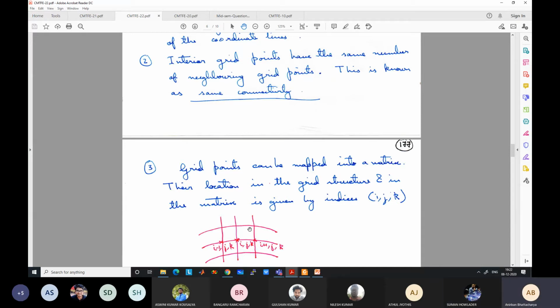Means when I write AP phi P is equal to AE phi E plus AW phi W plus AN phi N plus AS phi S plus B, like this we have derived the equation. I can use it for any grid point. I can just shift the index but use the same, similar formulation.